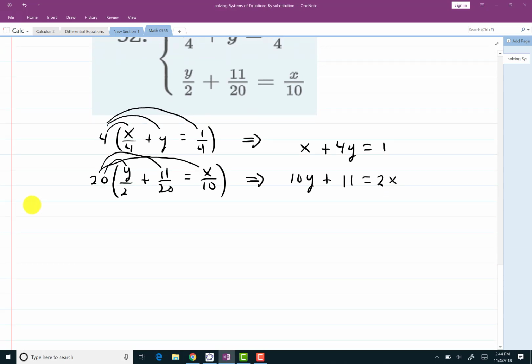Now, we've got to figure out something to substitute into something else. I think the best idea here is if I take the first equation, if I start with x plus 4y equals 1, I can easily get x by itself by subtracting off the 4y.